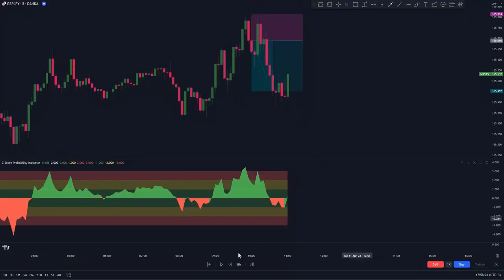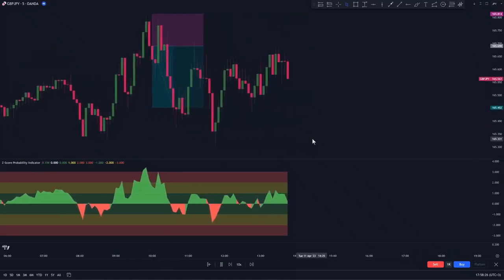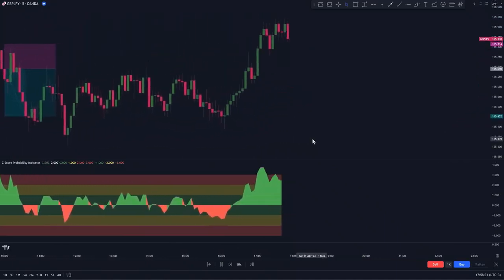Now let's add 2 extra confirmation indicators to create a simple yet powerful trading strategy.